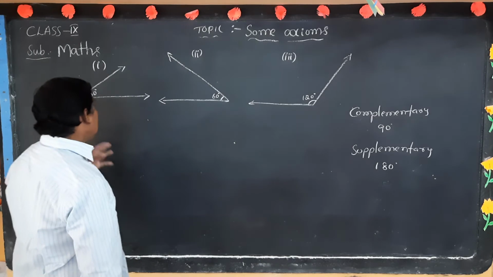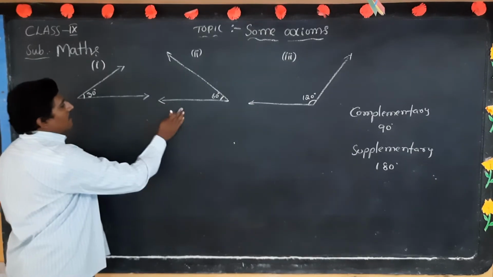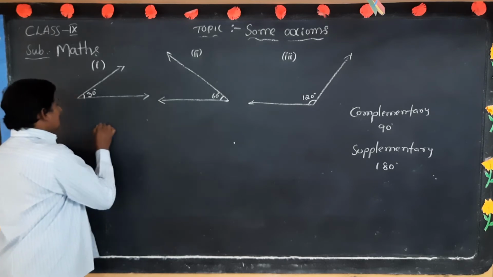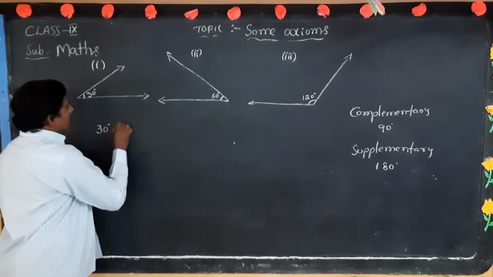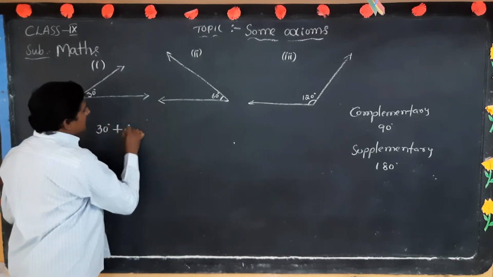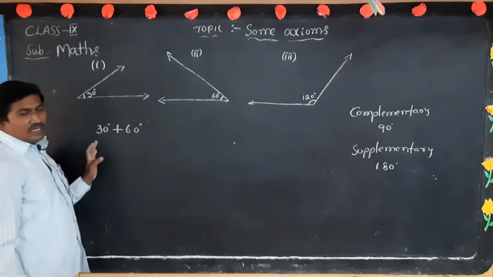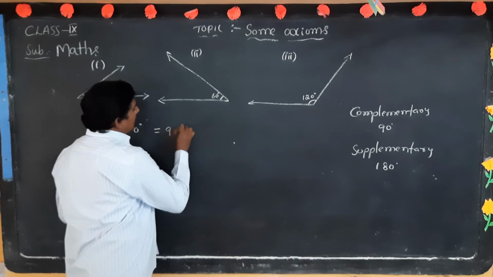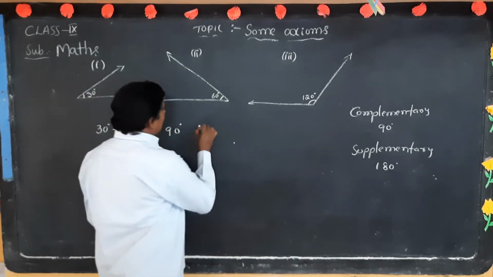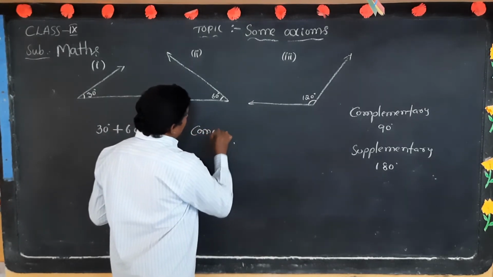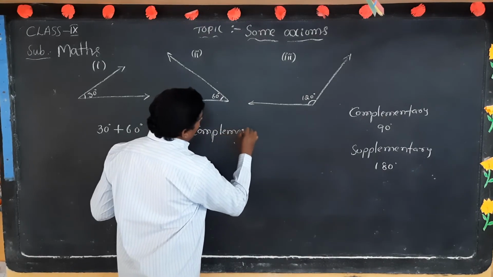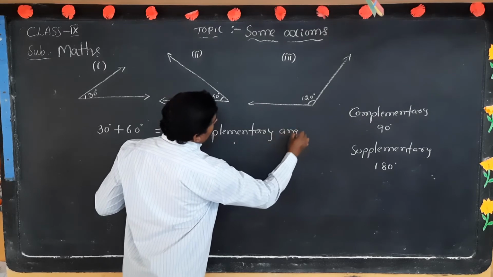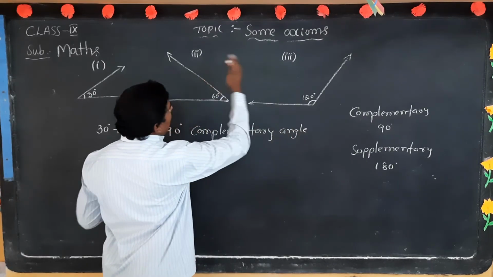Now see, add the first diagram and the second diagram. These two angles adding means 30 degrees plus 60 degrees, and we get 90 degrees. 90 degrees means complementary angles. Like that only.